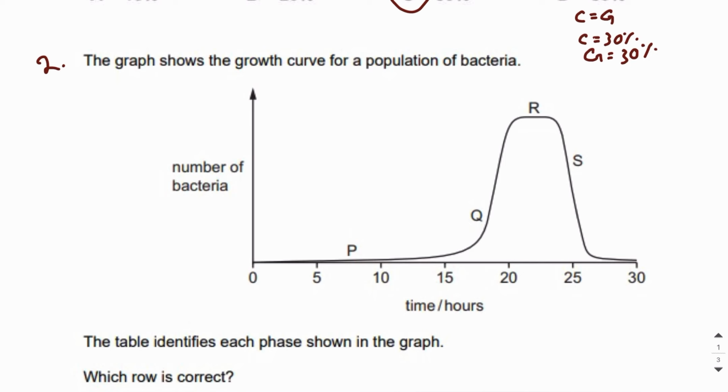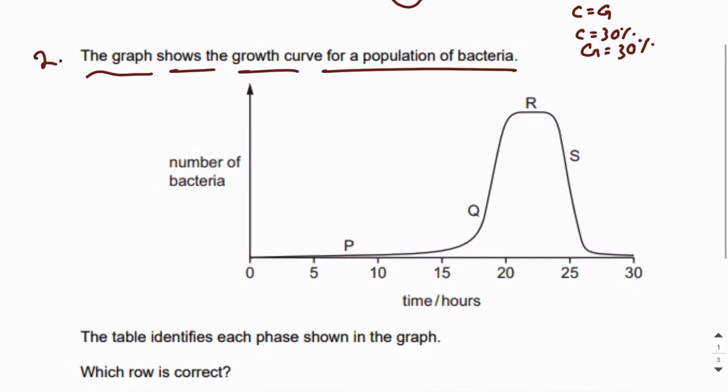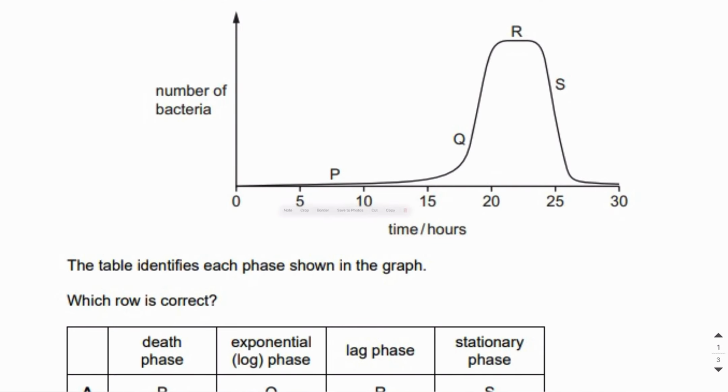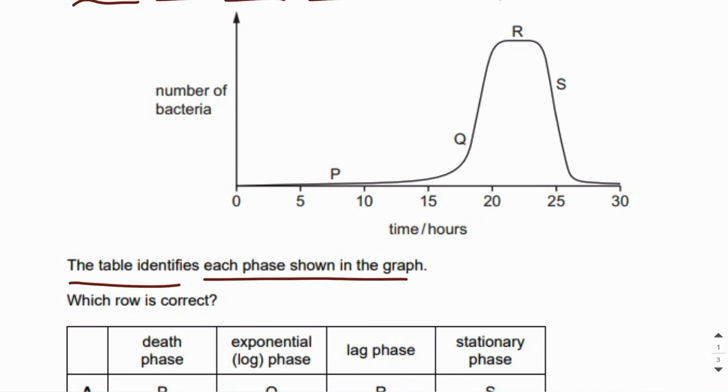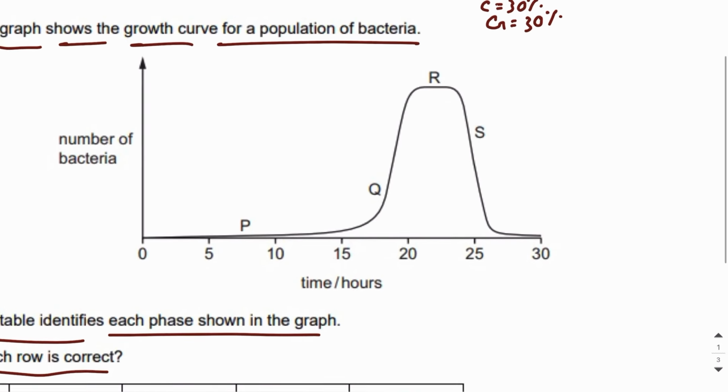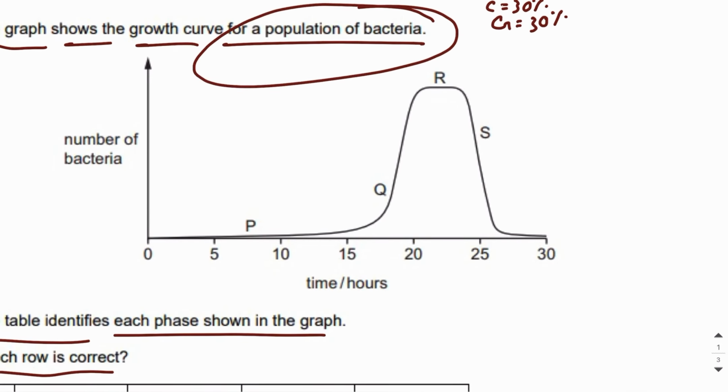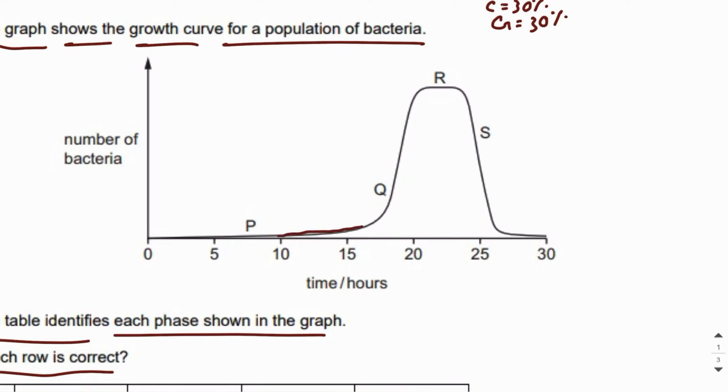Let's move on to MCQ number 2. The graph shows the growth curve for a population of bacteria. The table identifies each phase shown in the graph, which row is correct? So guys, this is the population curve of bacteria, and there are some important phases in it. Initially, when the bacteria start to grow, their growth is slow, and this is known as the lag phase. Whenever bacterial growth is slow initially, it's called the lag phase.